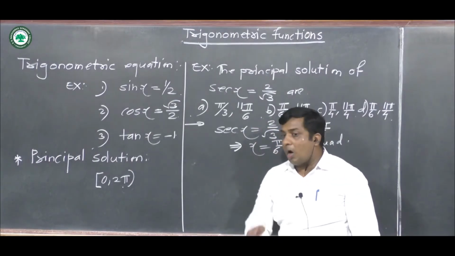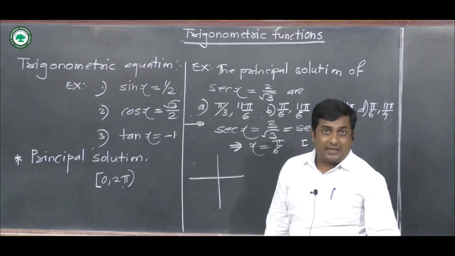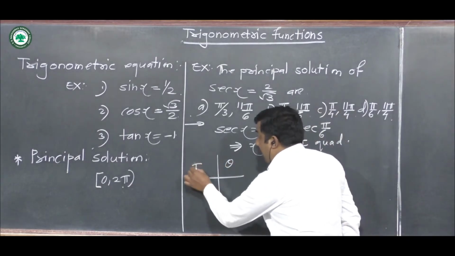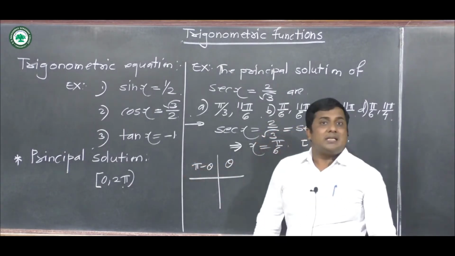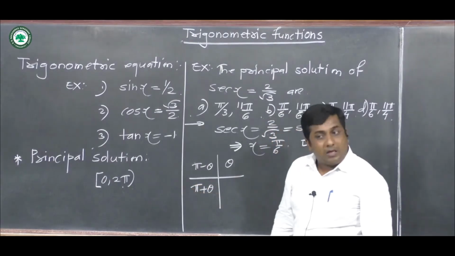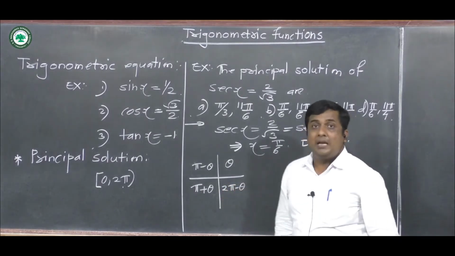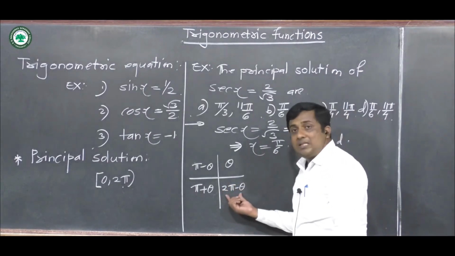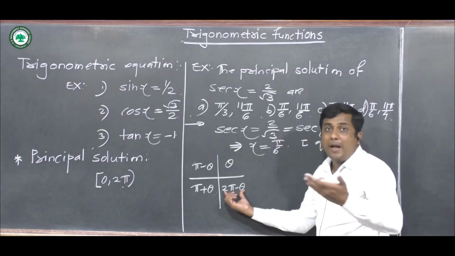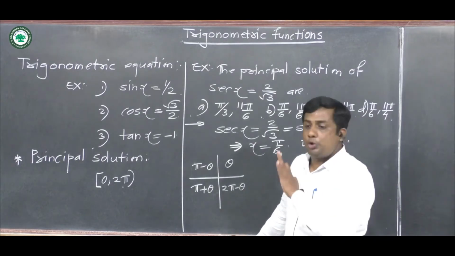And in the fourth quadrant, we know our allied angle is, remember, if theta is in the first quadrant, then pi minus theta is in the second quadrant, pi plus theta is in the third quadrant, then 2 pi minus theta is in the last quadrant, that is in the fourth quadrant. So by using the allied angle 2 pi minus theta, we find the second solution.